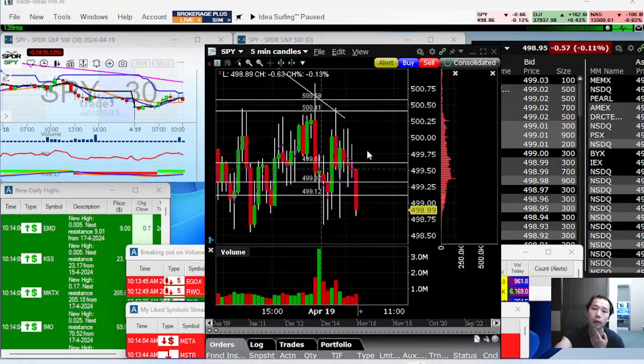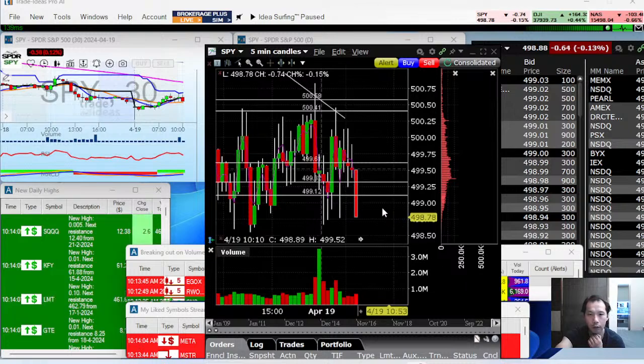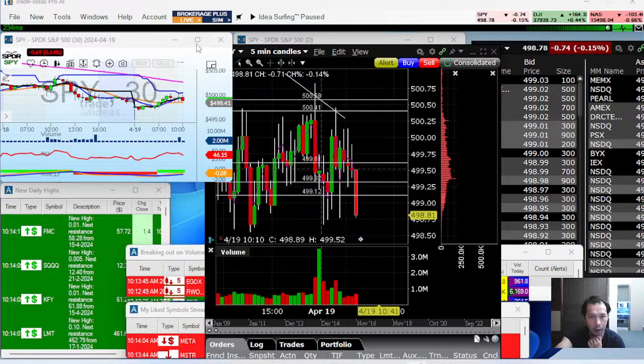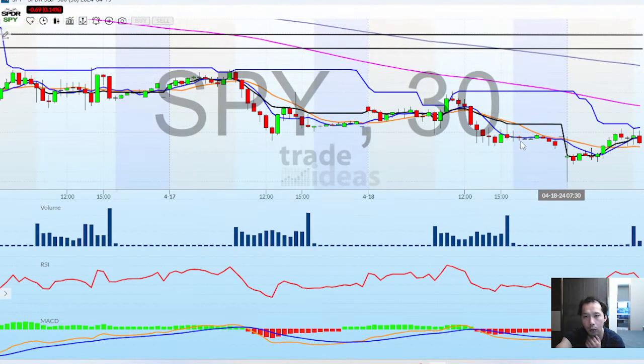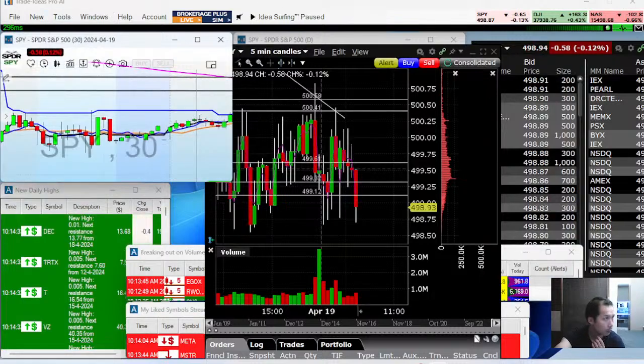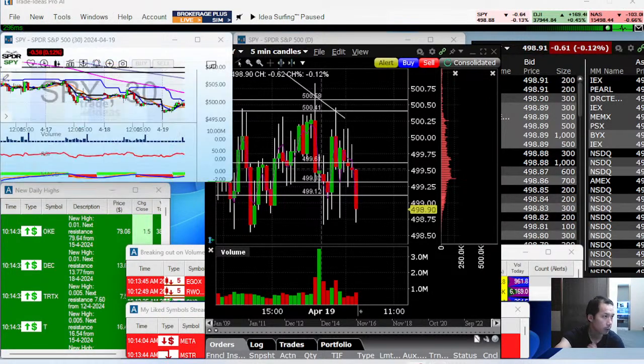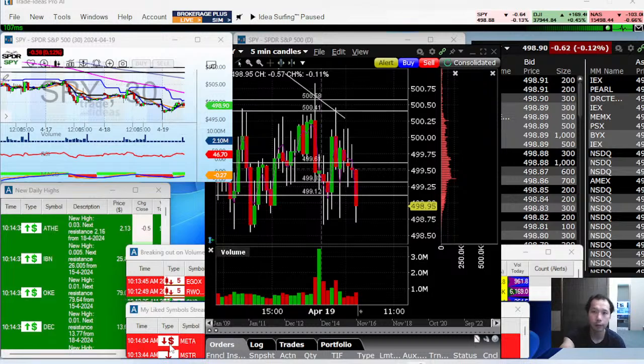Hold on. SPY is dropping right now. See this gap down here. I think there could be a possibility to drop back to 497 easily for this morning. So we'll see what happens later.